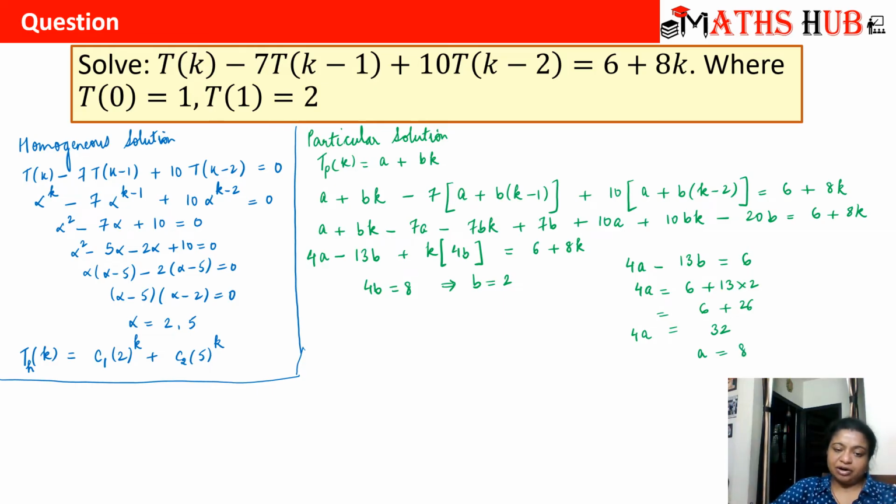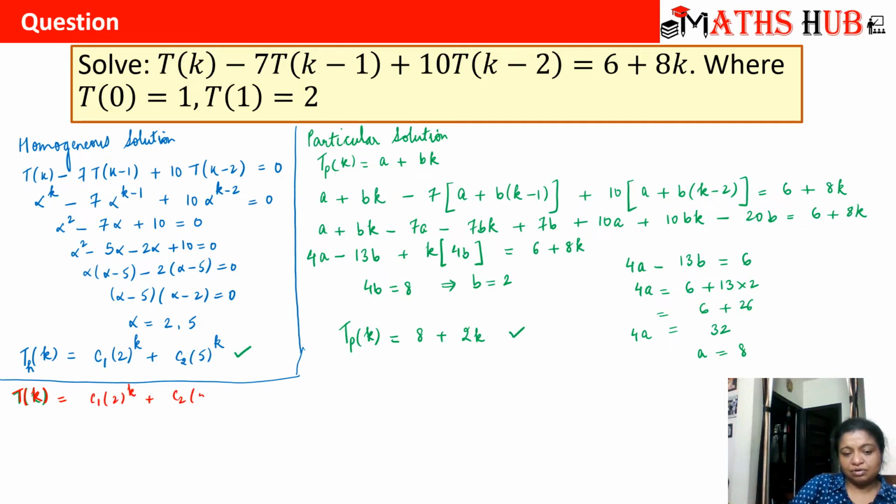So that means your trial solution or the particular solution will come out to be a is 8 plus bk. b is 2, so 2k. So this is my homogeneous solution. This is my trial solution, the particular solution. So what is the general solution? What is Tk? It is the sum of the homogeneous solution and the particular solution. So it is C1 2 raised to power k plus C2 5 raised to power k plus 8 plus 2k.